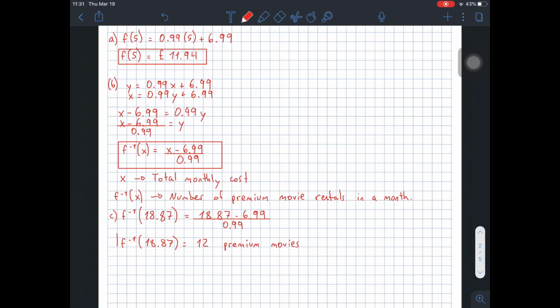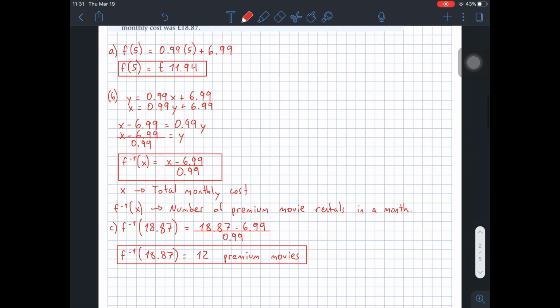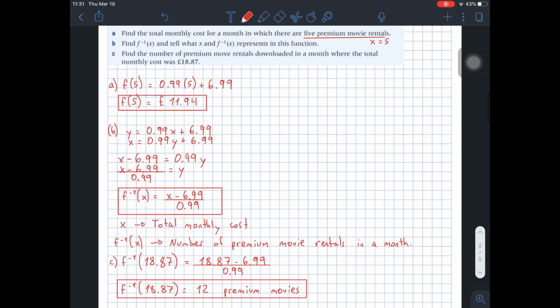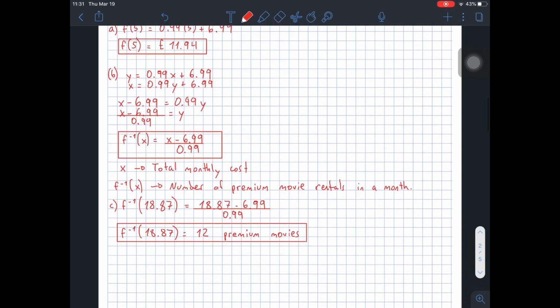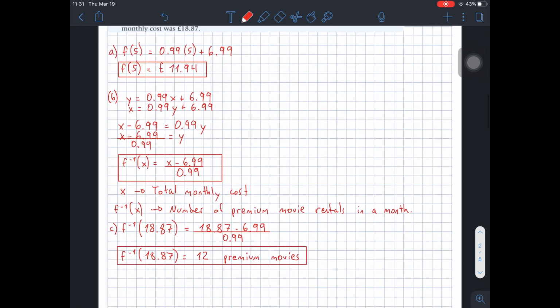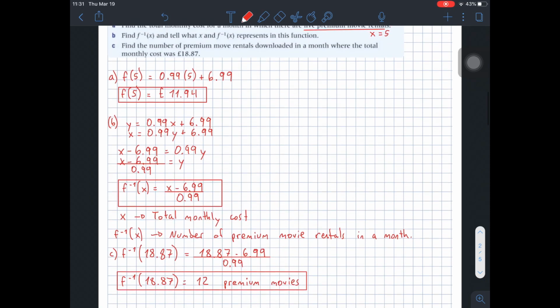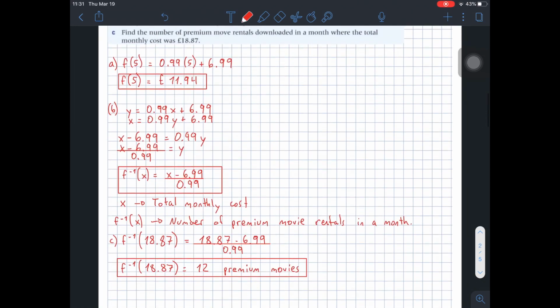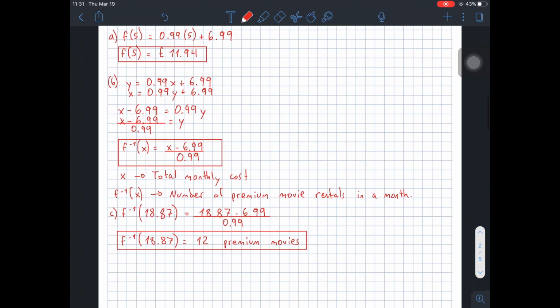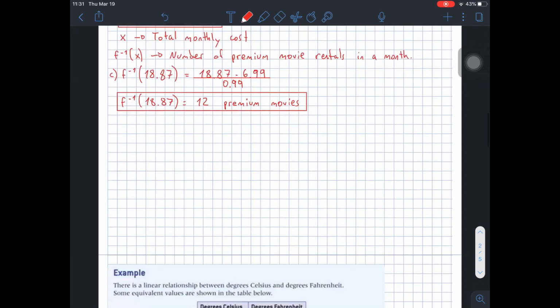Okay, so it seems that this person was going through the quarantine time, right? Because watching 12 movies in a month is kind of a big number. Okay, so that's it for this example. I hope you could understand this correctly. Let's move on with the next one.